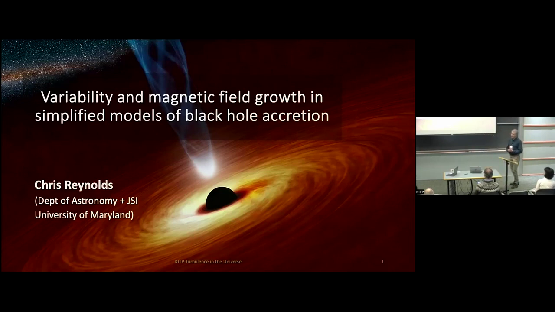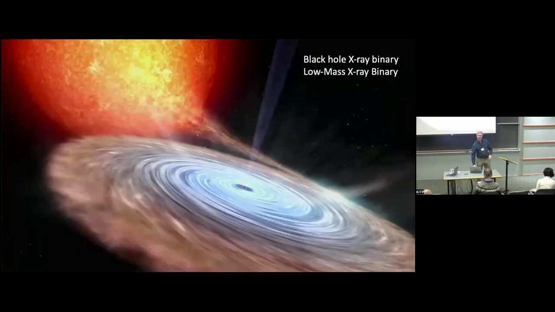So I want to tell you about aspects of turbulence and variability, turbulence in black hole accretion disks. And in a nice complement to Omar's talk, and this wasn't planned, I'm principally going to be thinking about these kinds of systems. So black hole X-ray binaries, where you have a normal star feeding matter onto a stellar mass black hole. So the fiducial mass would be a 10 solar mass black hole.